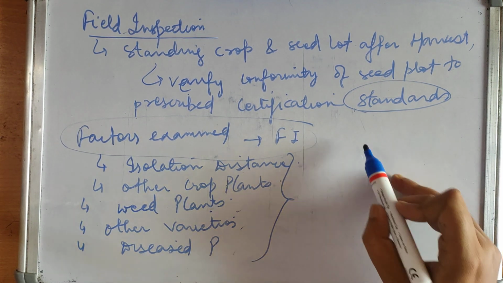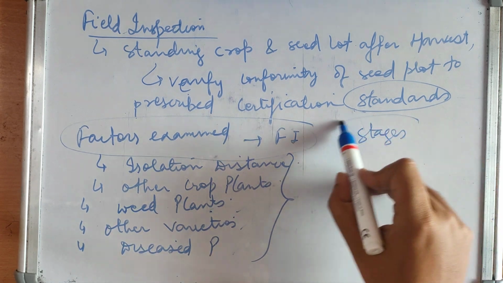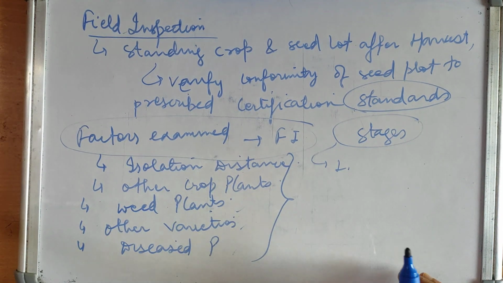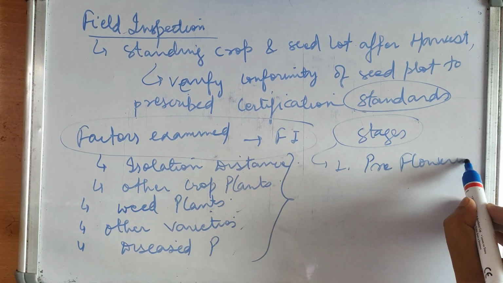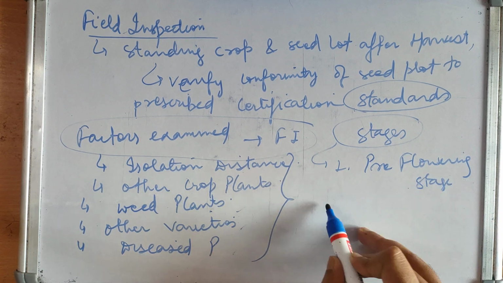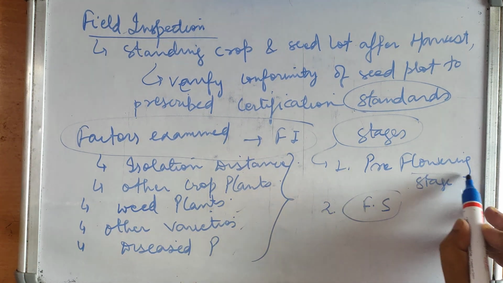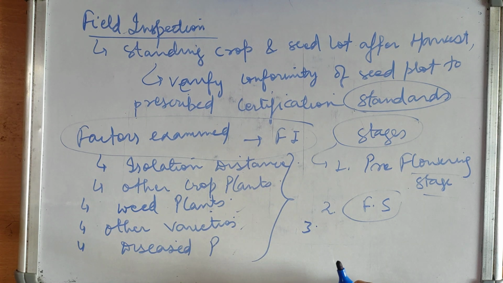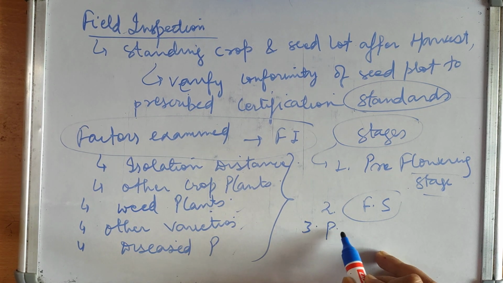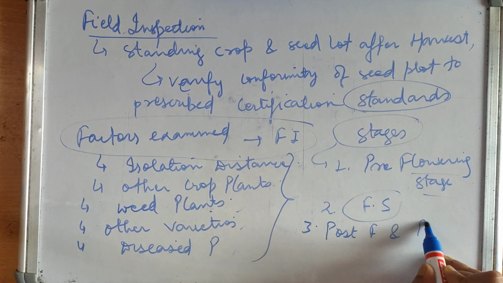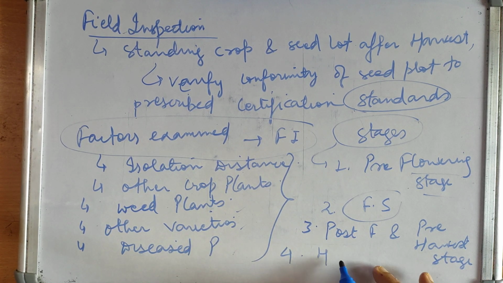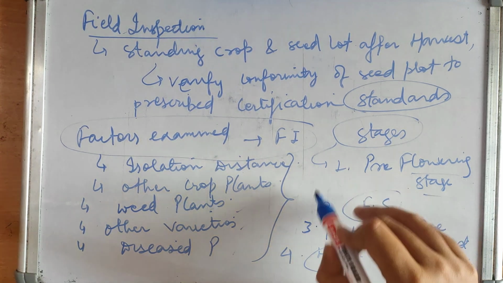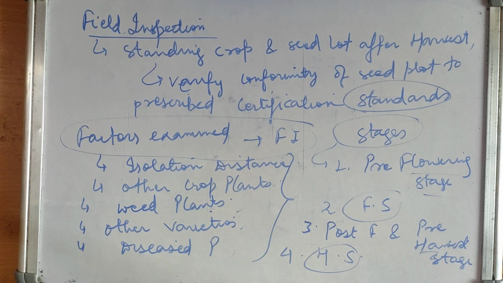Now, what are the stages of field inspection? At what stages is field inspection done? The first one is the pre-flowering stage, which is before flowering. Then at the flowering stage, FS. Then at the post-flowering and pre-harvest stage. And lastly at the harvesting stage. So these are the 4 stages at which we do field inspection.